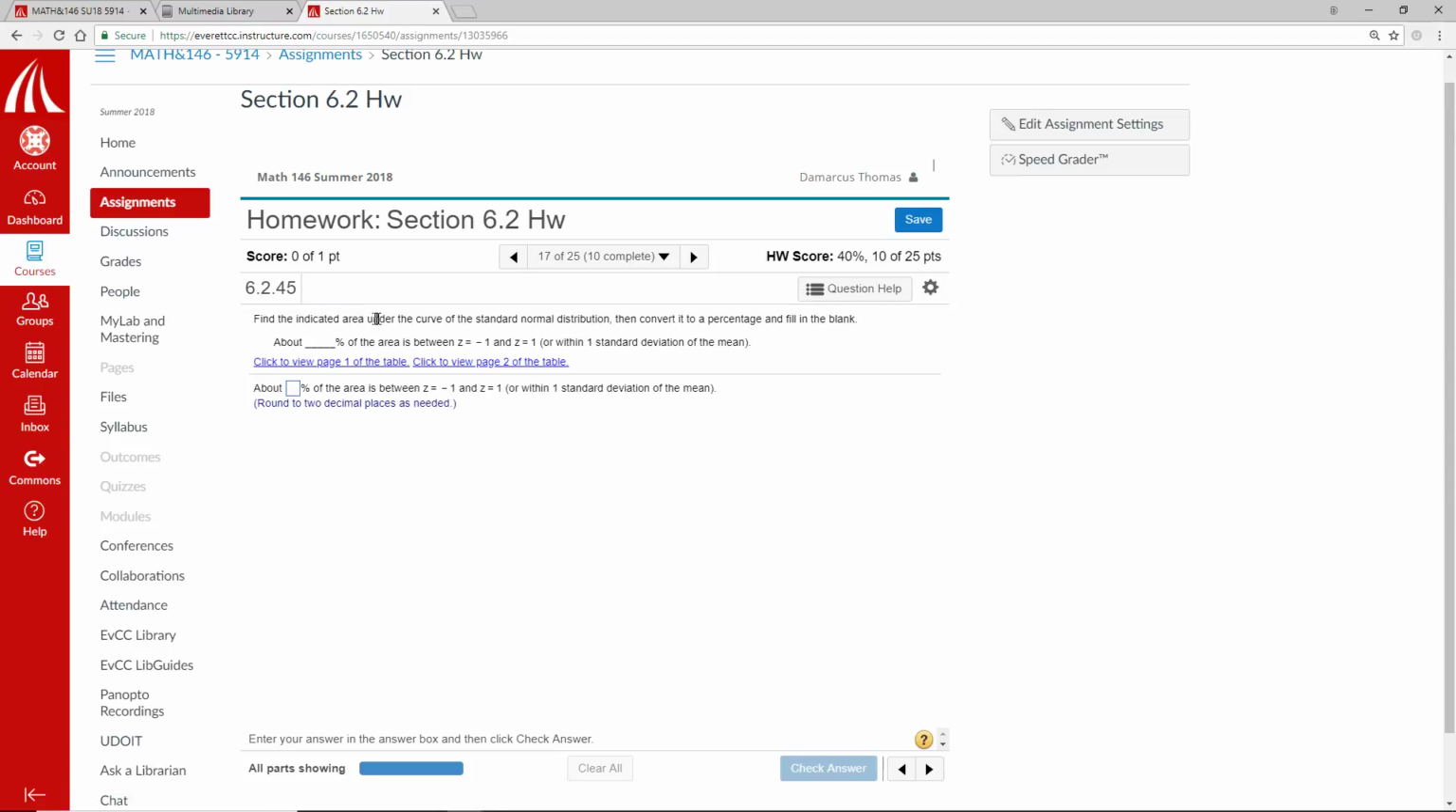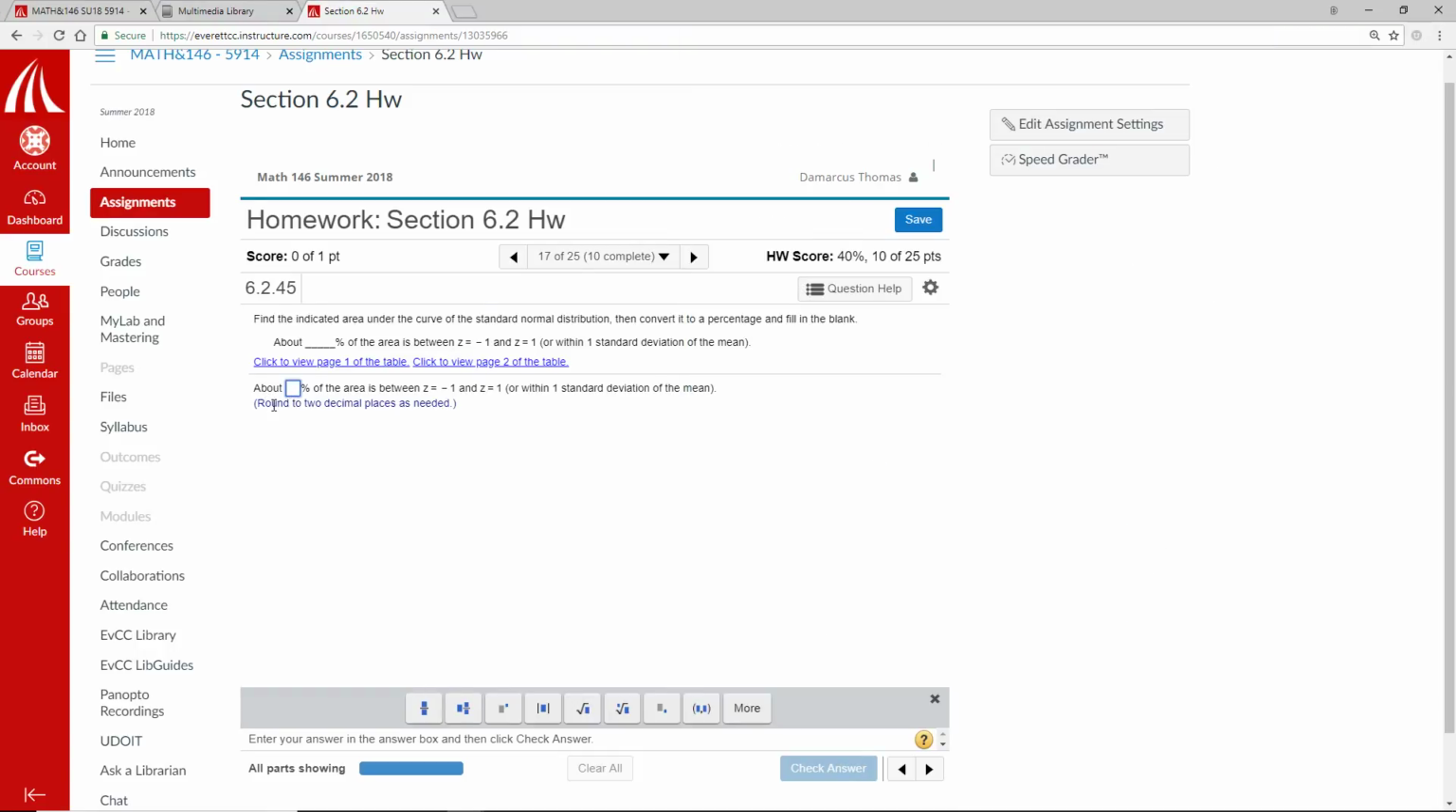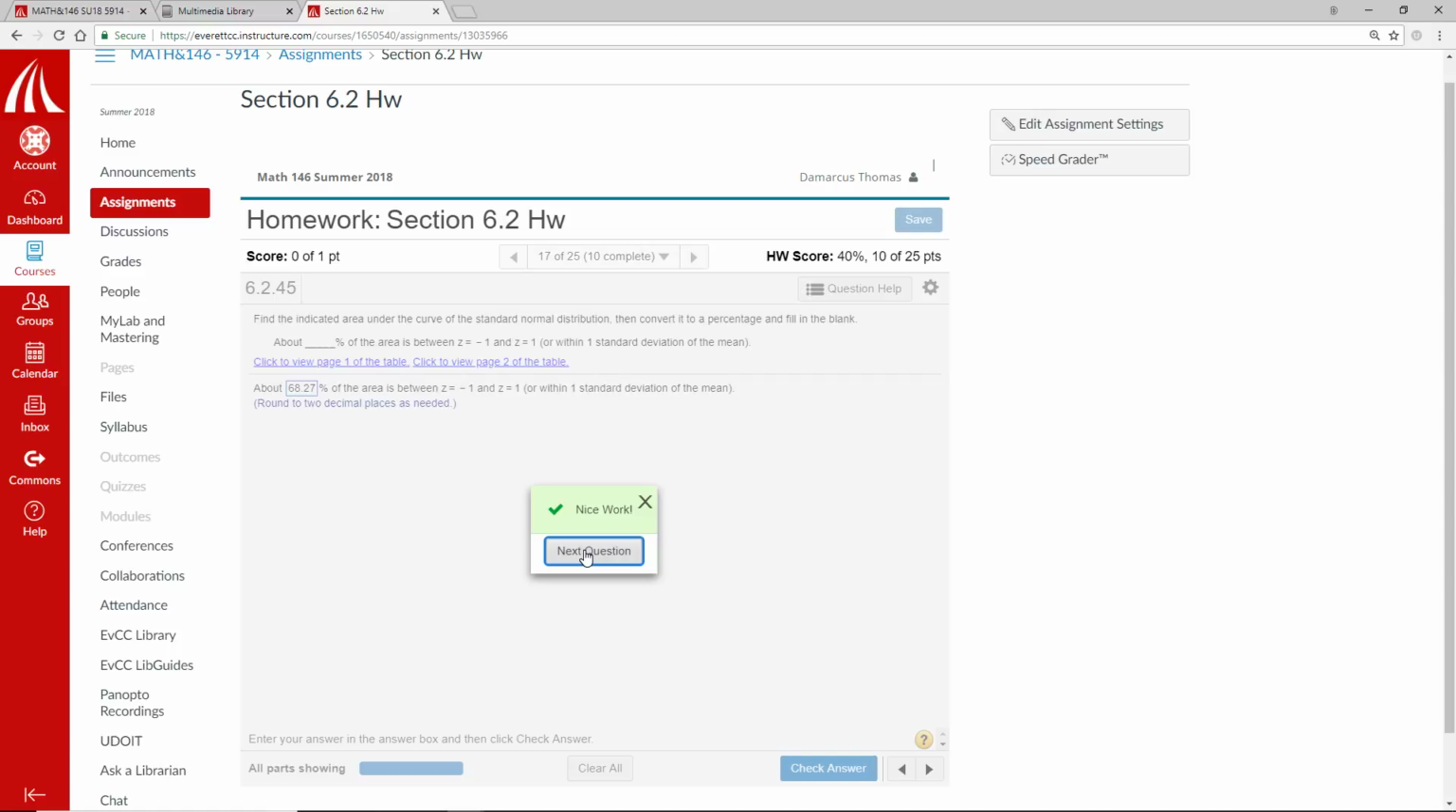Find the indicated area under the curve of the standard normal distribution, then convert it to a percentage and fill in the blanks. About blank percentage of the area is between -1 and 1. Well, that's going to be 68%. Now, how would we do this problem? Just do normal CDF. Second, distribute, normal CDF of -1, 1. And they want you to convert this into a percentage. So 68.27. And we got it done.